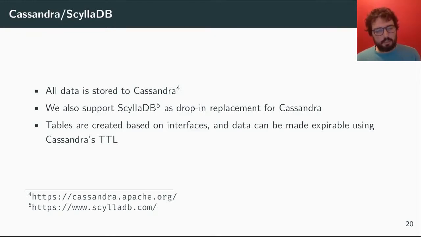The structure is not static, but the tables are created based on interfaces, and data can be made expirable using Cassandra's TTL. So when you install a new interface, Astarte takes care of actually creating all the tables which have the right shape to store the data for that specific interface. And this means that there is not a general way to store data, but it's specific and optimized for each type of interface.